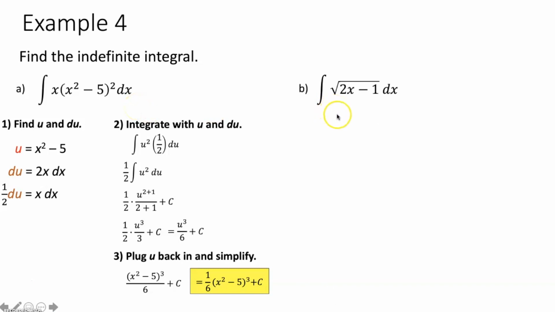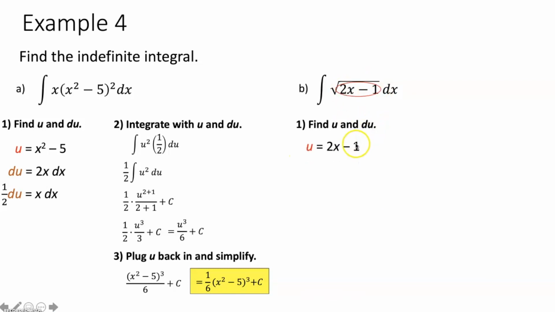Part B, doing the same thing. I have a function within another function, so I'm going to need to use U-substitution. So the first step in U-substitution is figuring out what you are going to set u equal to. Well, in this case, I have a function within another function, so I can just set u equal to my innermost function. So I'm going to set u equal to 2x minus 1.